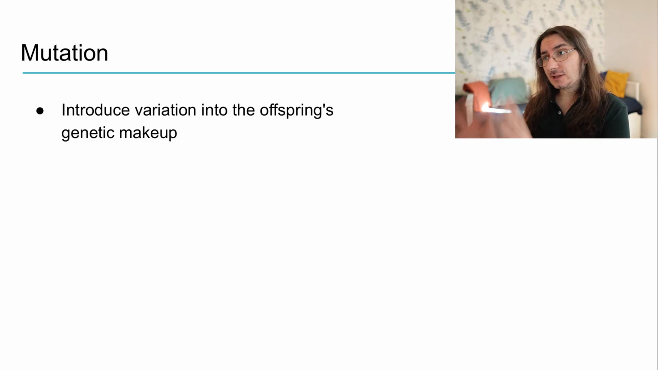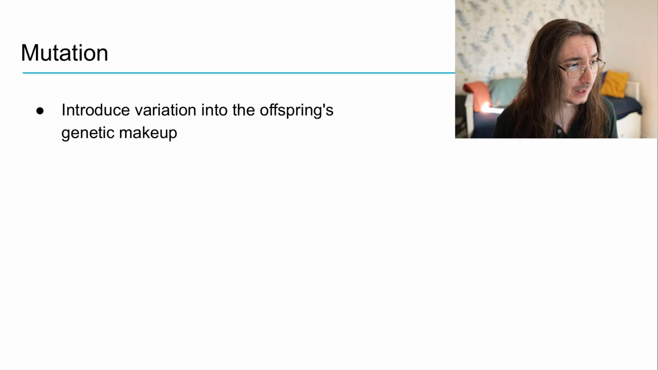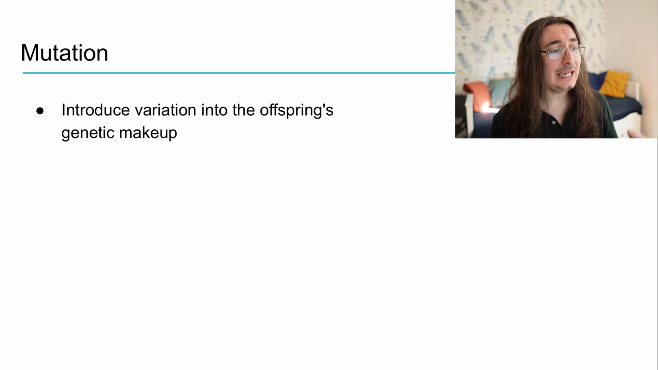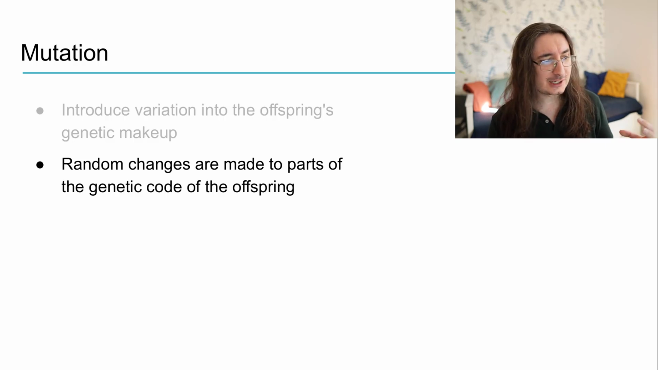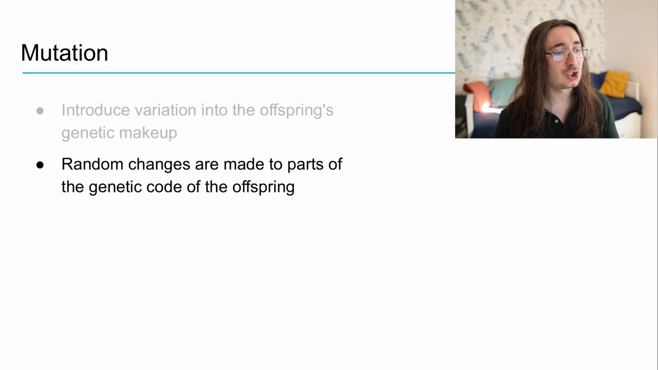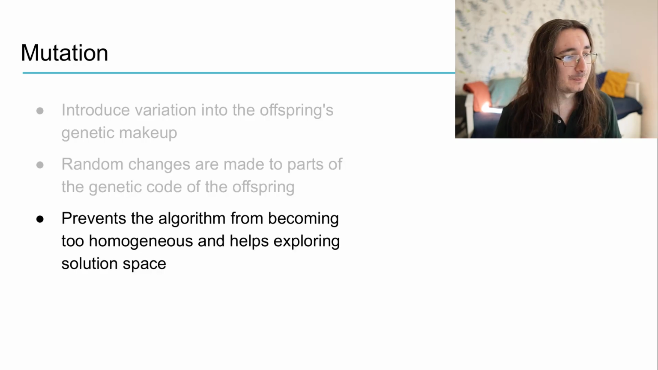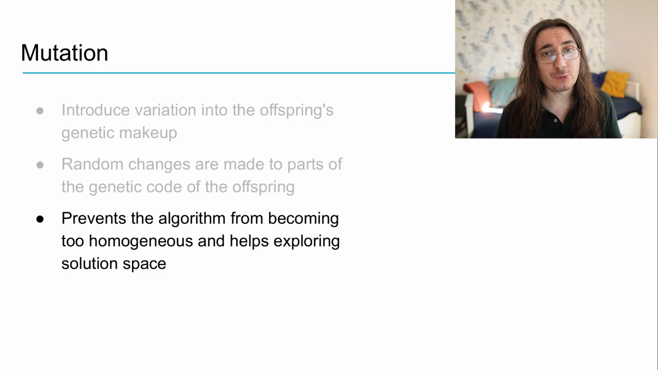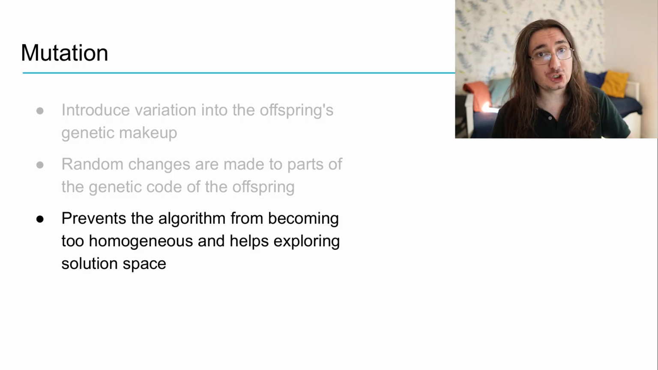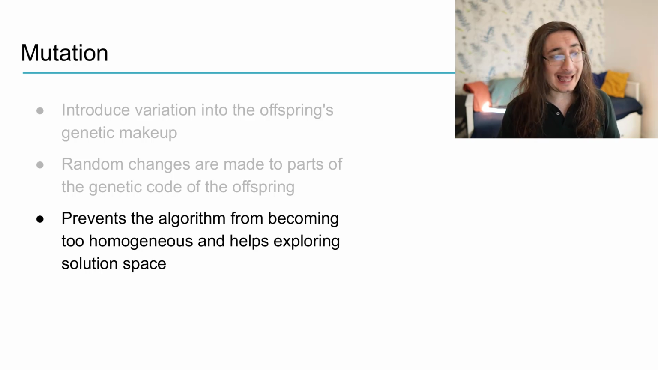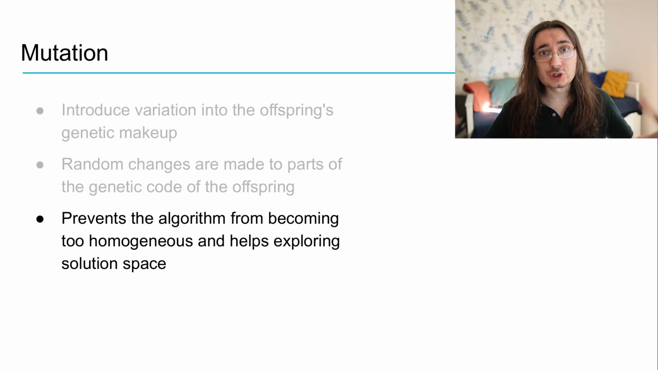Finally, in terms of the genetic operators, we have mutation. With mutation, we introduce variation into the offspring's genetic information, and we do that randomly. So a mutation is basically a random change that is made to parts of the genetic code of the offspring. Mutation is very handy because it prevents the algorithm from becoming too homogeneous too fast, and it also helps in exploring the solution space more.